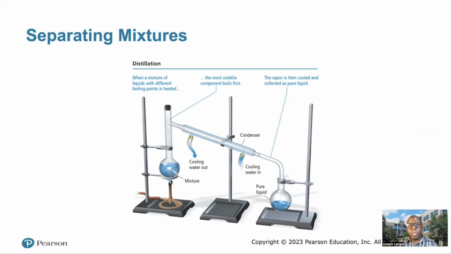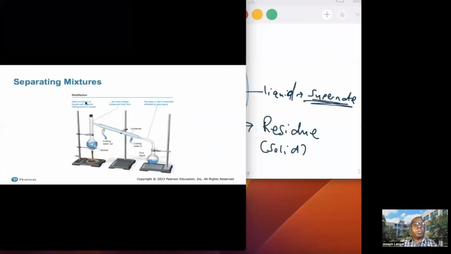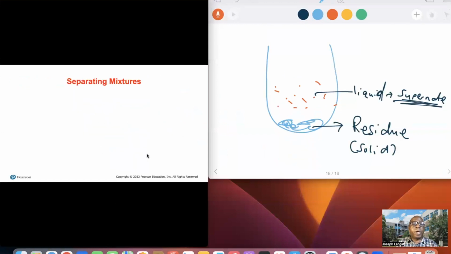This is either a wire gauze or the mantle. Here is the mixture, sorry. Here is the mixture. Here is the cool water out, cool water in, so that the steam will rise and condense on this condenser. We call this the condenser. This is how a distillation apparatus looks like. You will use it in organic if you're staying all the way to organic labs.